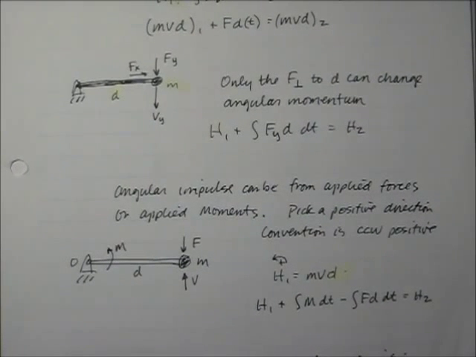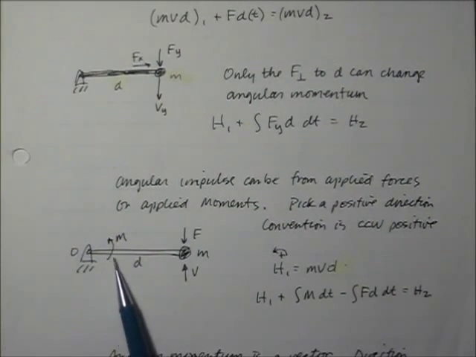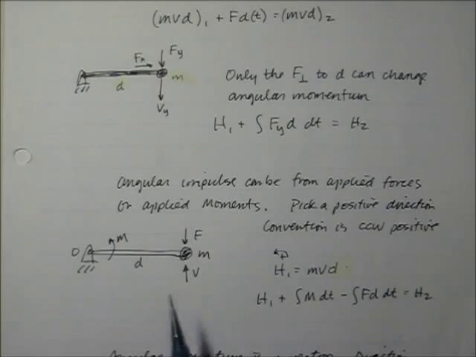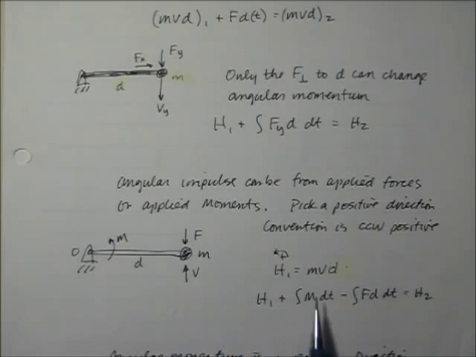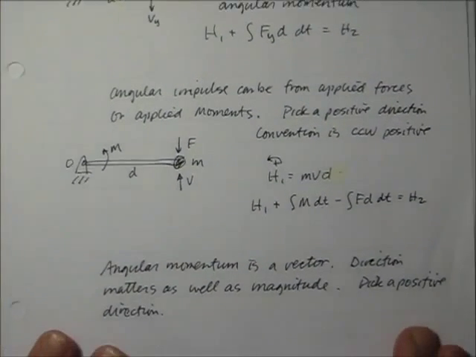Then also the angular impulse can come from applied forces like I have here, or it can be from an applied moment, a torque or something about that shaft. So we could have a force times distance times the time, or in addition to that, we could have a moment, a torque, times a time. So the sum of the moment times time, in this case, if I call this my positive direction, I'd have a positive moment times dt minus the force times distance, dt, would be equal to H2. All right? So we have to pick a direction as positive.